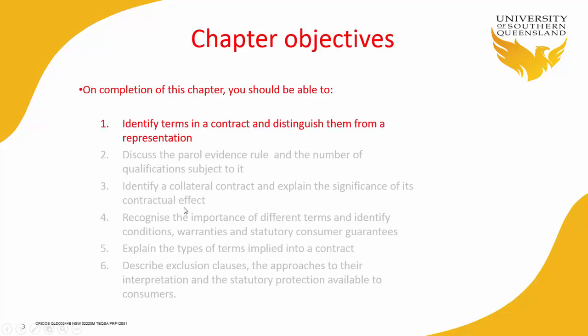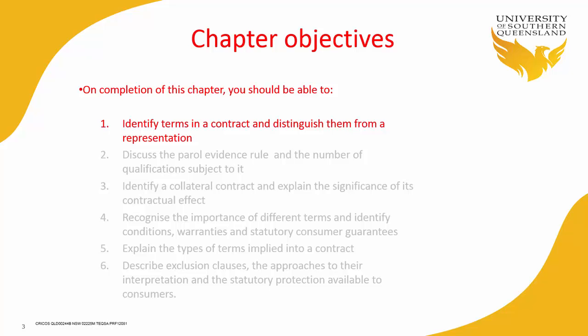And in particular, we're going to cover more in relation to the contents of the contract itself, or what's known as the terms of the contract. So let's get started with the first learning objective, which is on page 347. It asks us to identify terms in a contract and distinguish them from a representation.